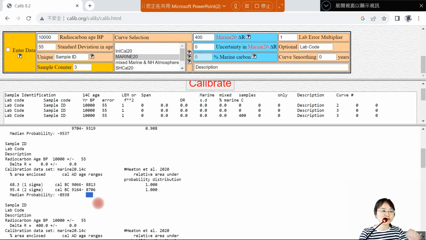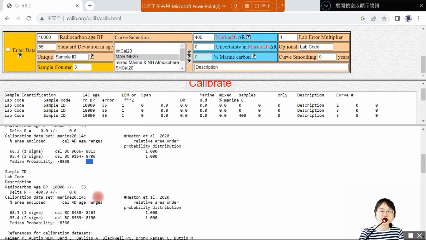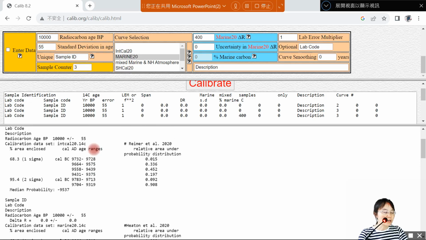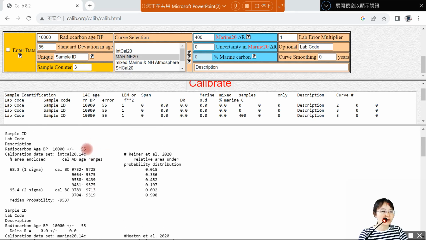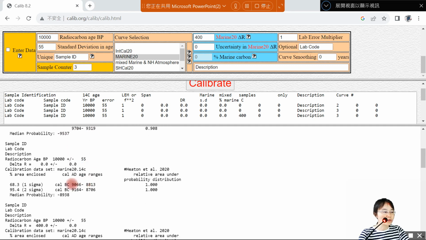So the reservoir age will play a great role in influencing your calibrated age, and also the calibration data sets you choose will also influence. For example, if you choose IntCal 20, the age here is older than the age here.